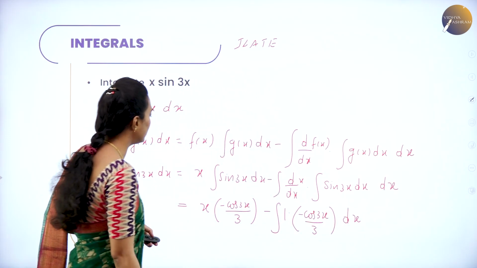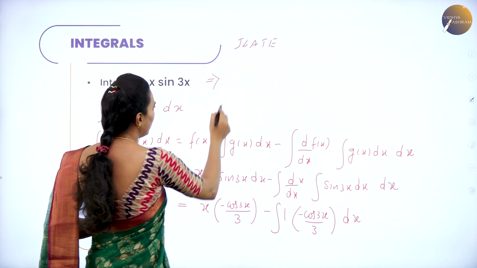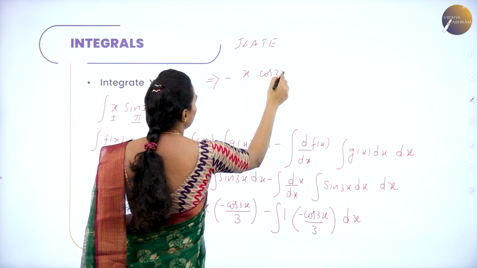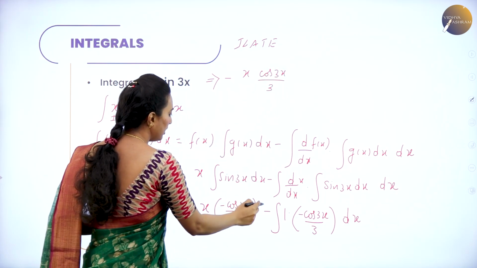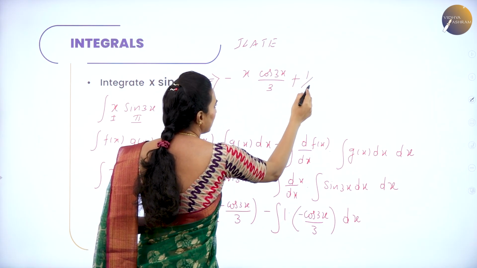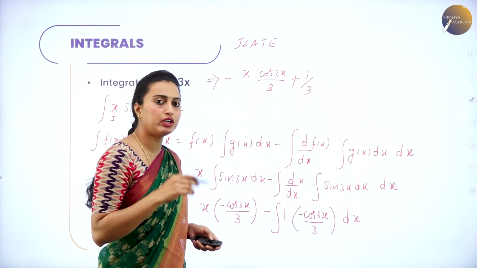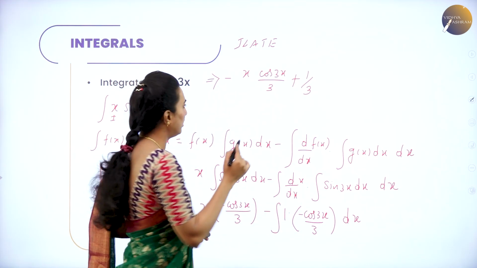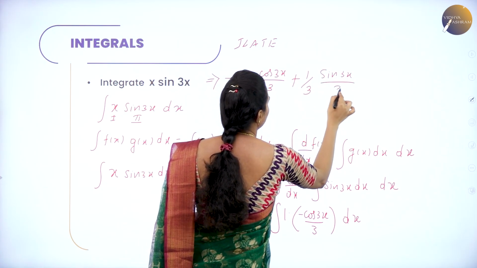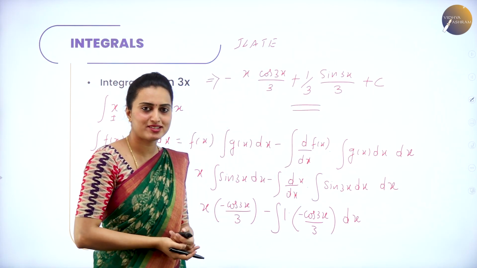Further simplification will give you the answer. Minus into plus is nothing but minus x into cos 3x divided by 3. Again, minus into minus, which is plus. Integral 1 by 3 is a constant, we can remove it outside. Integral of cos 3x is nothing but what? Sine 3x divided by 3. So here, sine 3x divided by 3 plus c, and this is your final answer, dear students.